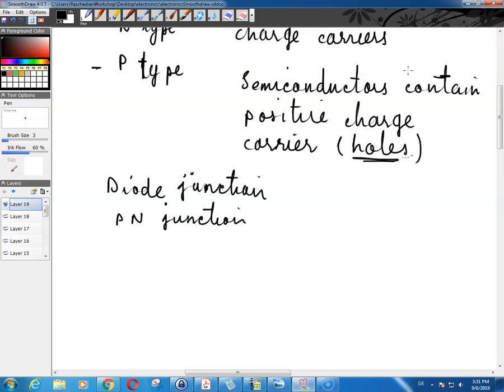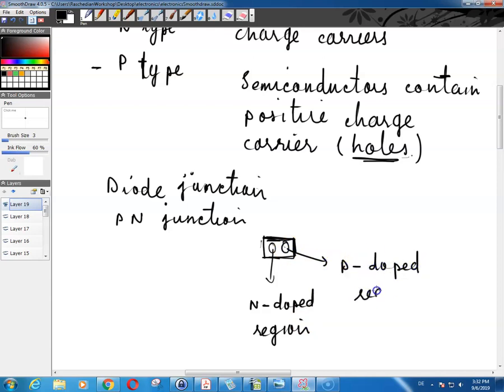So what these chips are, you have your chip over here. Suppose that this is a chip, and I'll show you what the chip is. You have some region over here, and suppose that this is an N-doped region, and you have a P-doped region over here. The N-doped region is the region where there are electrons as the charge carriers. The P-doped region is the region where there are holes as the charge carriers, and then they are put together in adjacent regions, and that becomes a diode junction or a PN junction.